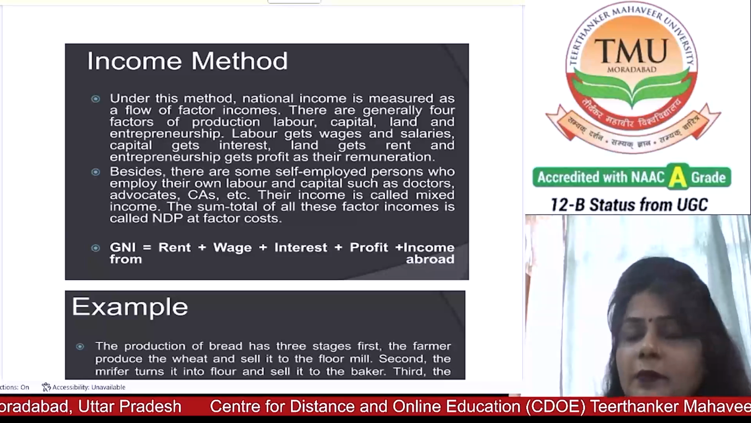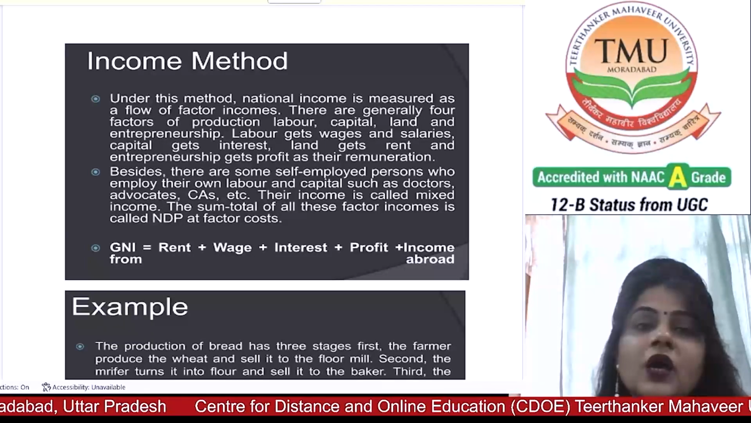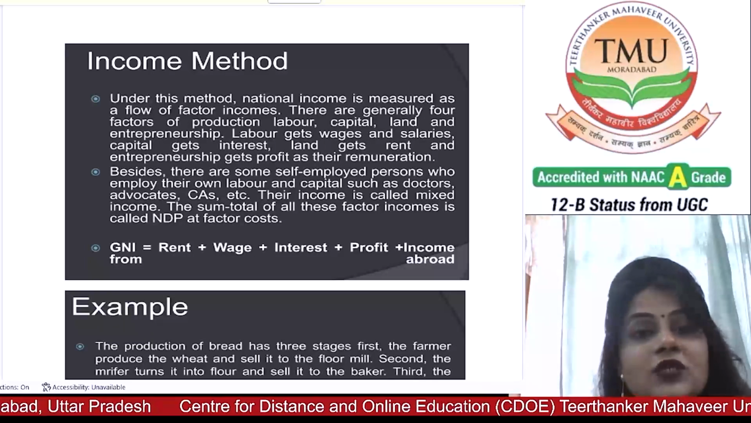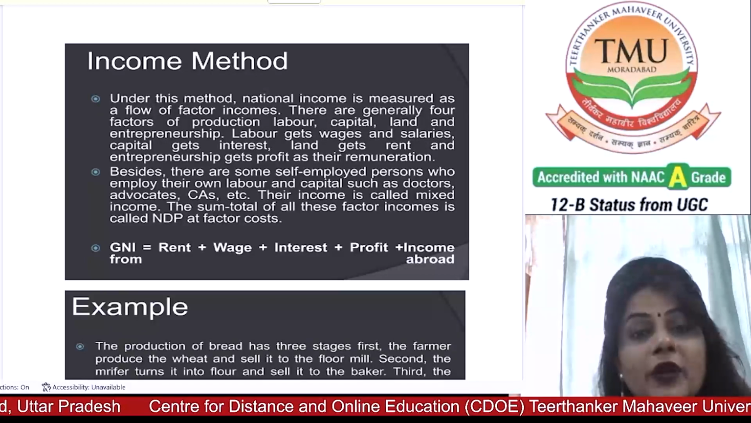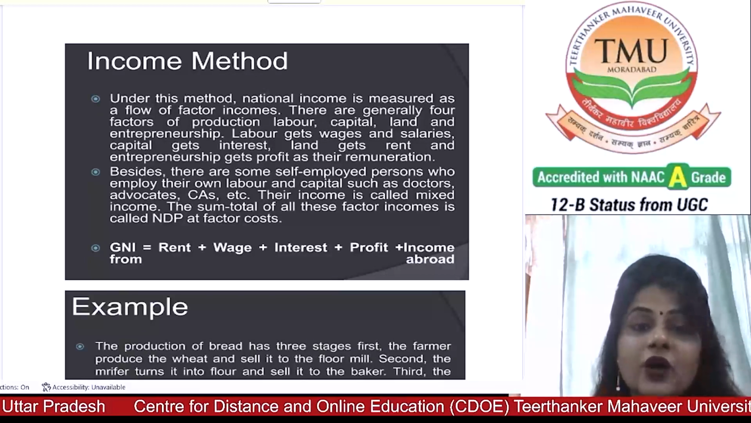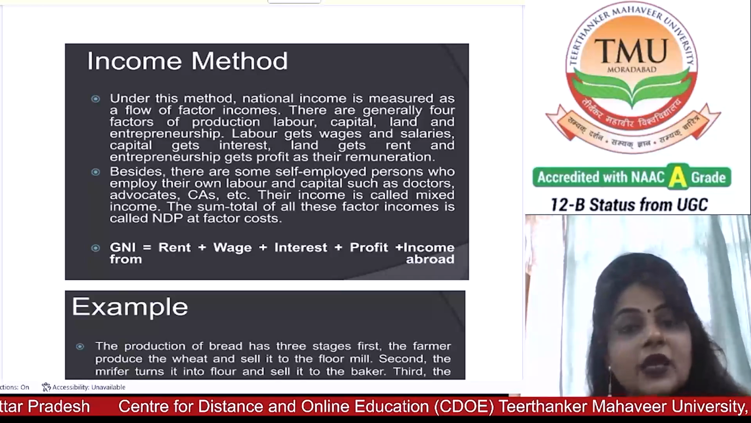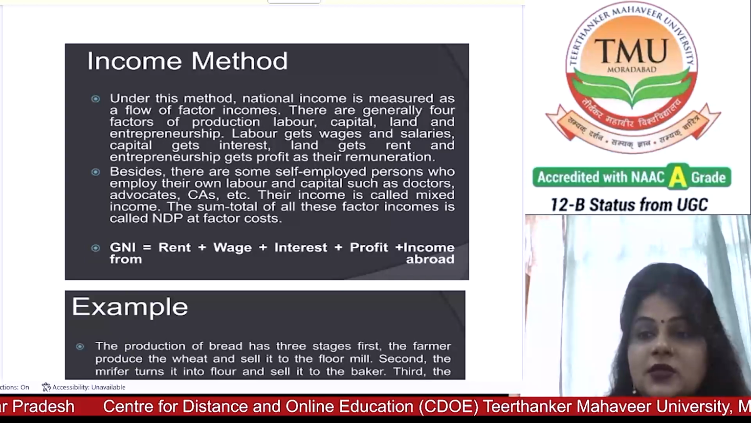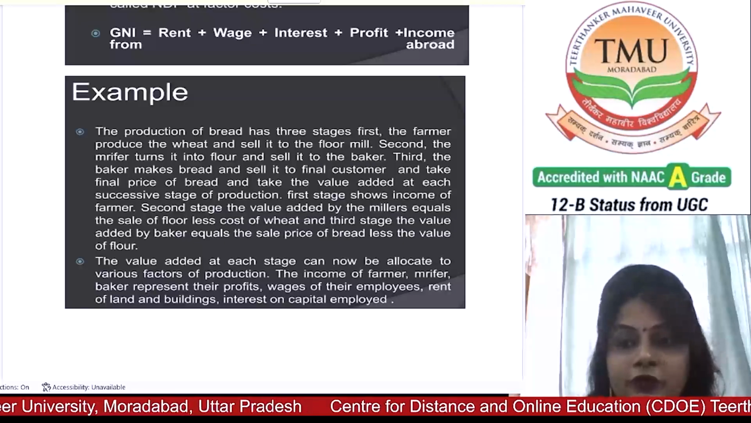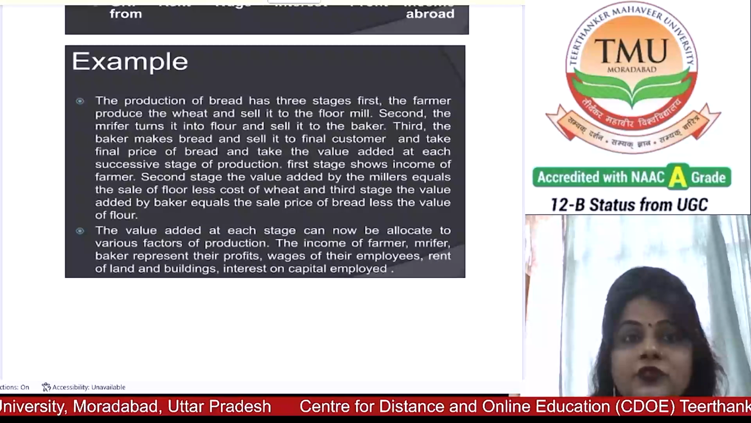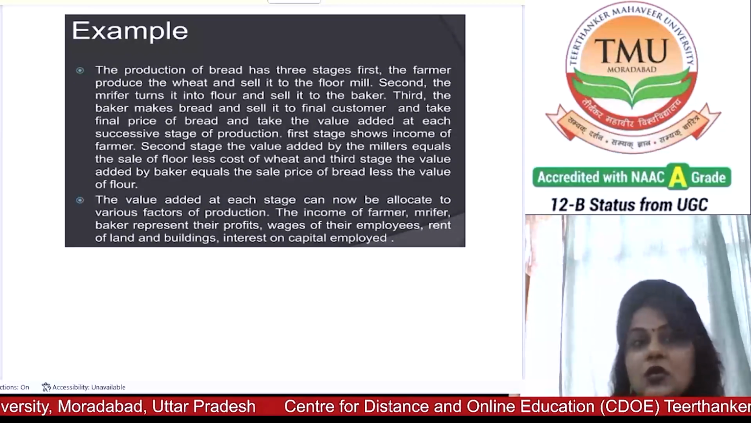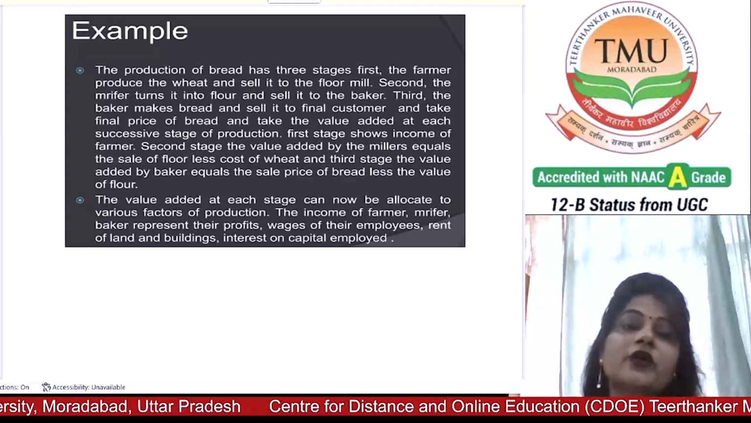So there are many steps of the income method. The first step is to identify and classify factors of production of all the producing firms into primary, secondary, and tertiary sectors. We will also take an example of national income, as also written on your screen.